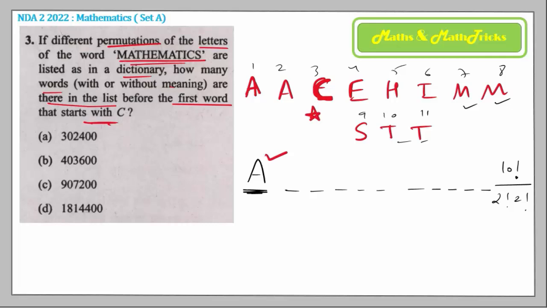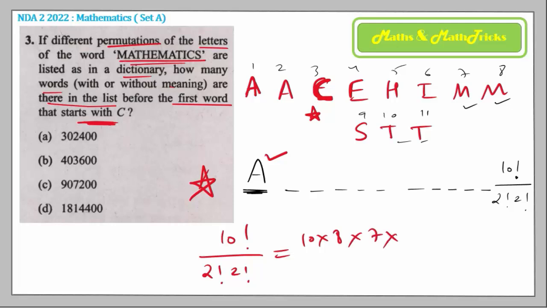But you asked the number of words before the word with C letter starts, means you asked the answer of this question only. That you have to evaluate here: 10 factorial by 2 factorial into 2 factorial, which is 10 into 9 into 8 into 7 into 6 into 5 factorial.